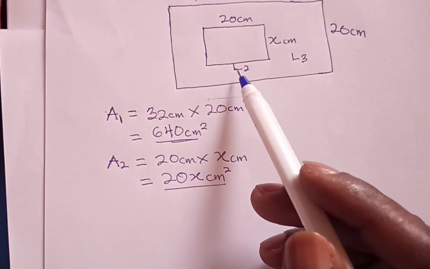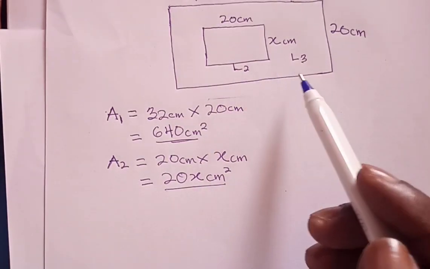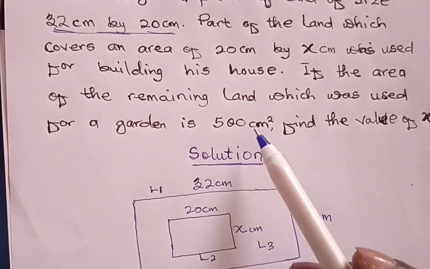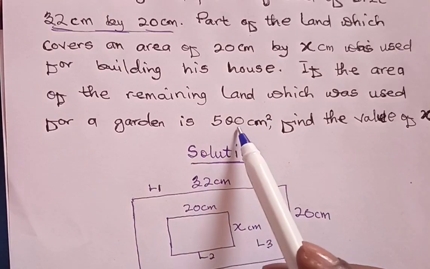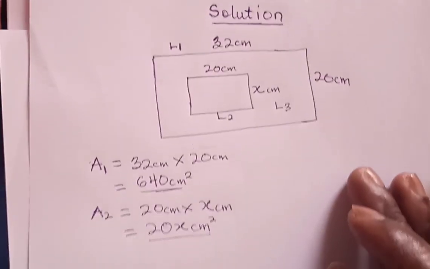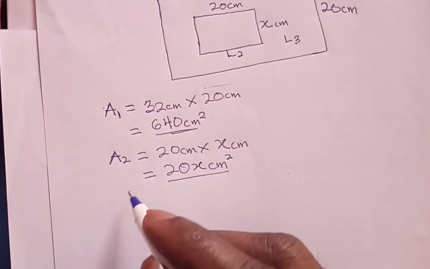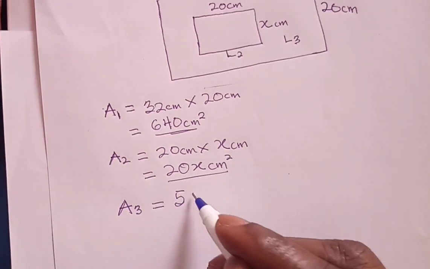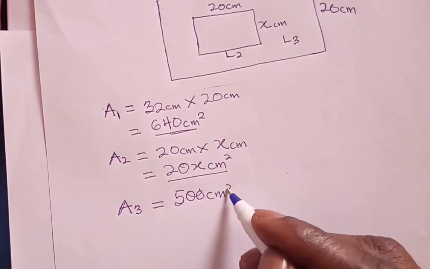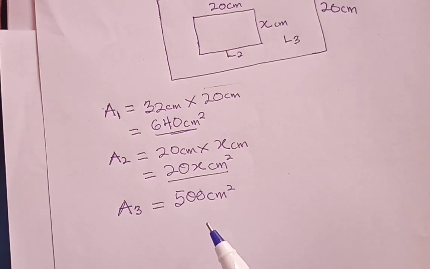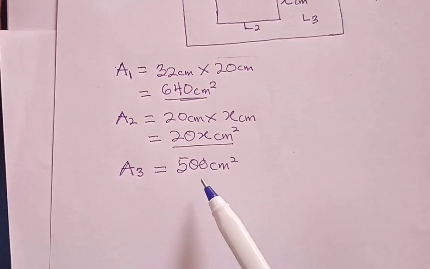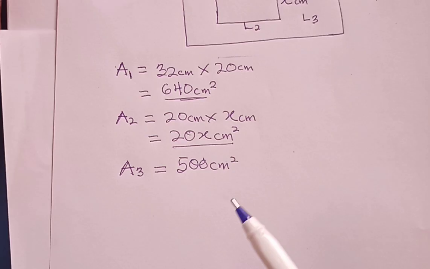Let's look at plot 3, that is the remaining part. But in the question, remember that plot 3 was used for the garden. It's already given in the question, and the area is 500 centimeters squared. So we don't worry ourselves to calculate anything, because it's already given, so we'll not waste time. Good.